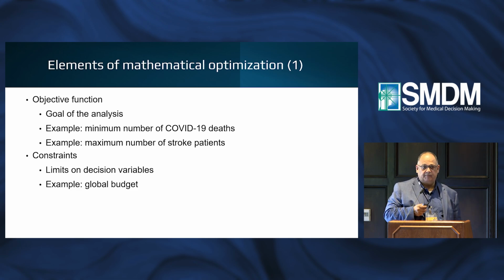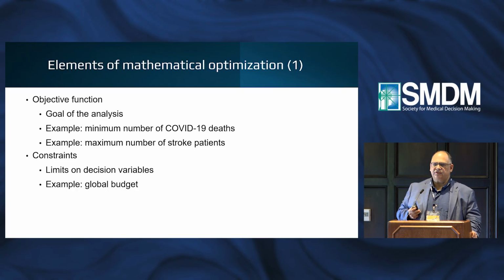To go back to the method and just break it down a little bit, the elements of mathematical optimization I've put here over 2 slides. The first is really the objective function, which asks what is the goal of the analysis. So the goal might be to minimize the number of COVID-19 deaths. It might be to maximize the number of stroke patients who get treated, who get reperfusion therapy. But there has to be a well-defined objective.